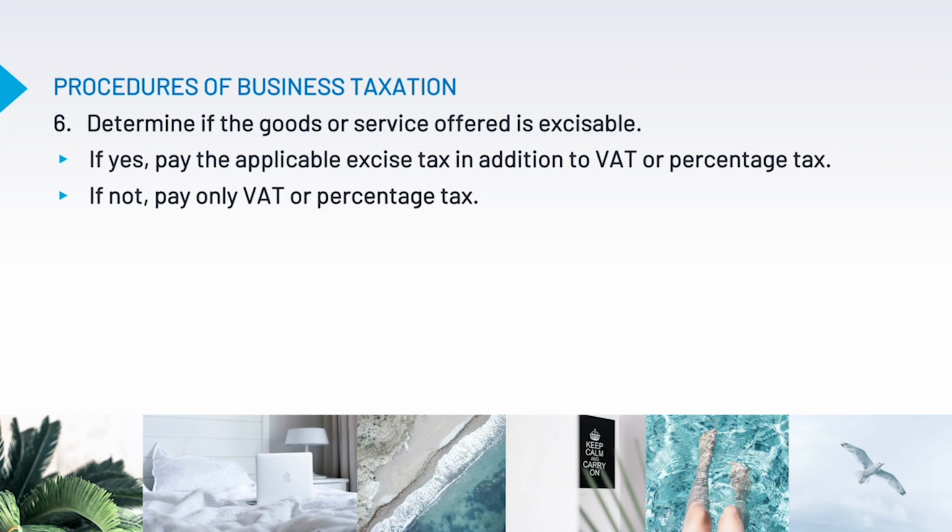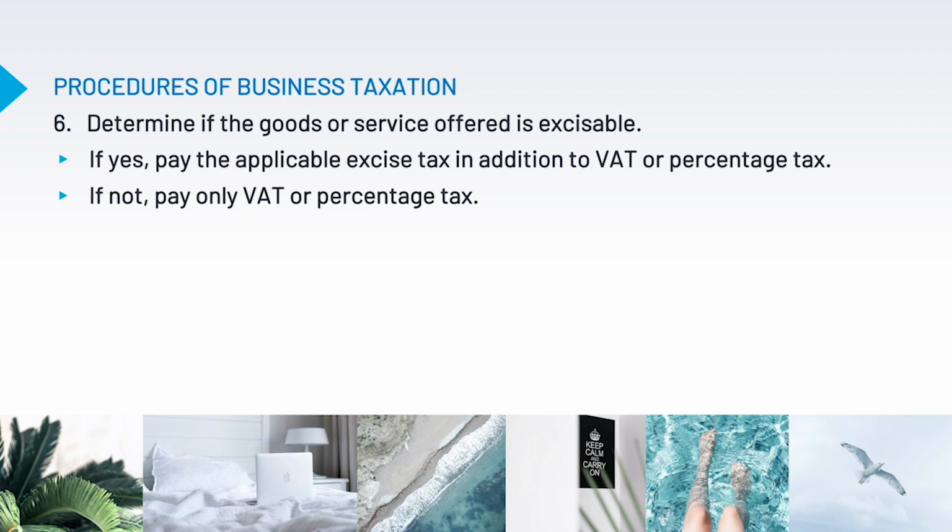That is our procedure of business taxation. So, to recap, procedure of business taxation. Number 1, evaluate if the sales activity qualifies as a business. If it is not a business, then it is exempted. If yes, then it is registered subject to business tax. So, our business taxes, again, are three: VAT, percentage, and excise tax. Number 2, identify the taxable person, whether individual or corporation or juridical entity.